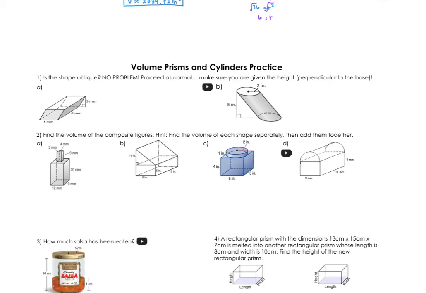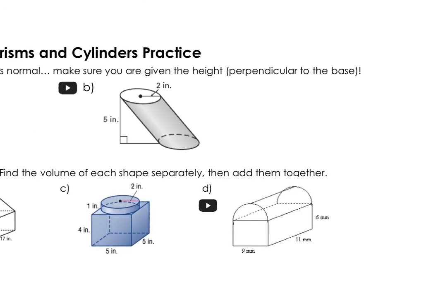So in looking at B, the base is a circle. So we have the radius. And the height is not going to be what we call the slant height. This is not the height. The height is how high it is perpendicular to the ground, which in this case is going to be this 5. So this is going to be the height that we're going to use.